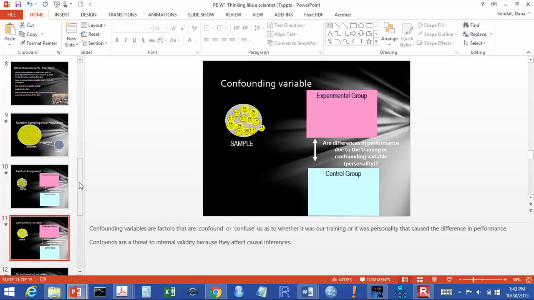So again, random sampling yields strong external validity, whereas random assignment yields strong internal validity for our study.